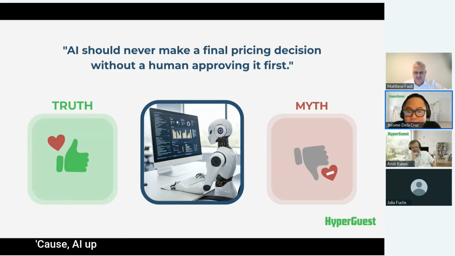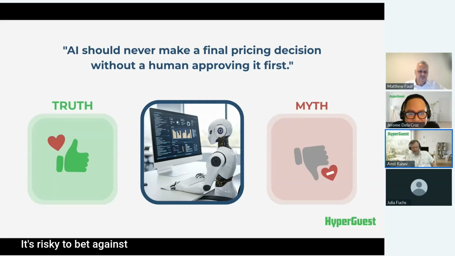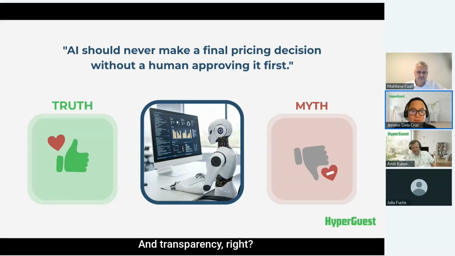Yeah, I agree. Because AI up to today still hallucinates, as they say, right? So the proper guardrails must be in place before having it take the driver's seat. Amit, what's your thought? It's risky to bet against AI these days because we look at where we were 6 months ago and imagine where we'll be 2 years from now. It's very risky, but it's all about guardrails. I totally agree. And transparency, right?